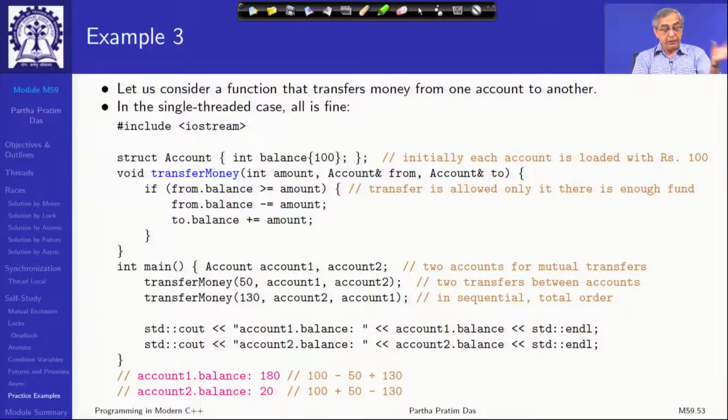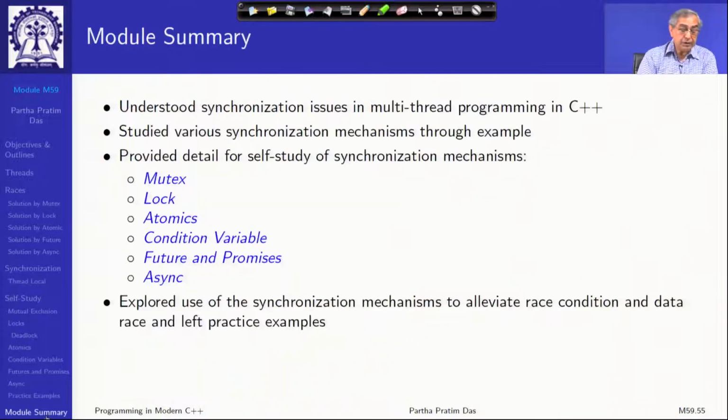Now, depending on in which order it happens, your transfer may be correct, may not be correct. So, you will have to again make it safe by using the synchronization. So, that was all about concurrency support in C++ 11 onwards, and we have studied through the example to keep it manageable and left a lot of stuff for your self study to gain further knowledge.